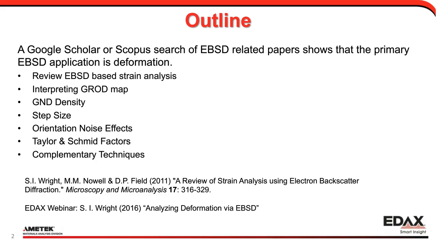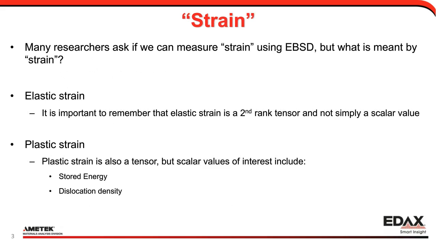So I often get asked if we can measure strain using EBSD, but strain is a little bit of an ambiguous term. It can mean a lot of different things. I'm going to break it down into two parts: elastic strain. It's important to remember that elastic strain is a second-rank tensor, not simply a scalar value. And plastic strain, which also is a tensor, but we also consider other values of interest, which are scalar values, things like stored energy and dislocation density. And so I'll talk about some of these differences and why this is all important.